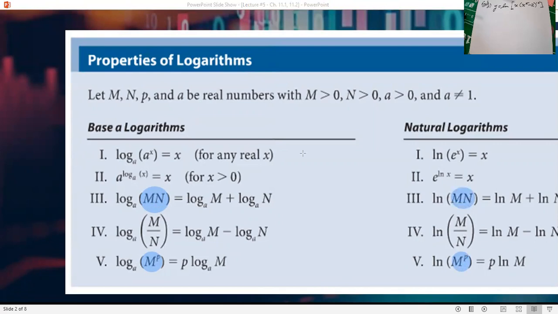So if I see two things being multiplied, then I know I'm going to write the two things separately, but put a plus in between them. If I see something to a power, I know I'm going to take that power down and turn it into a multiplier in the front. So let's see if we can apply those rules right now to changing this logarithmic function using properties before I take the derivative of it.